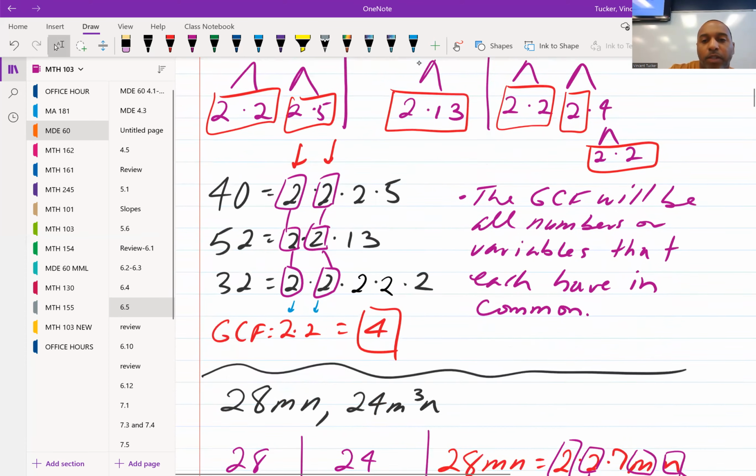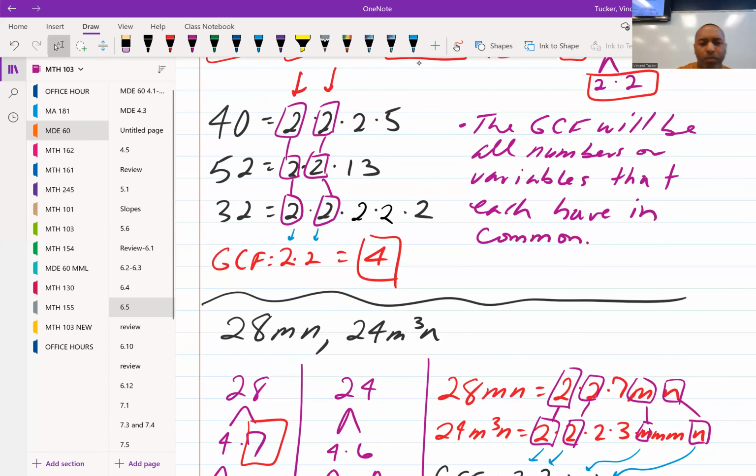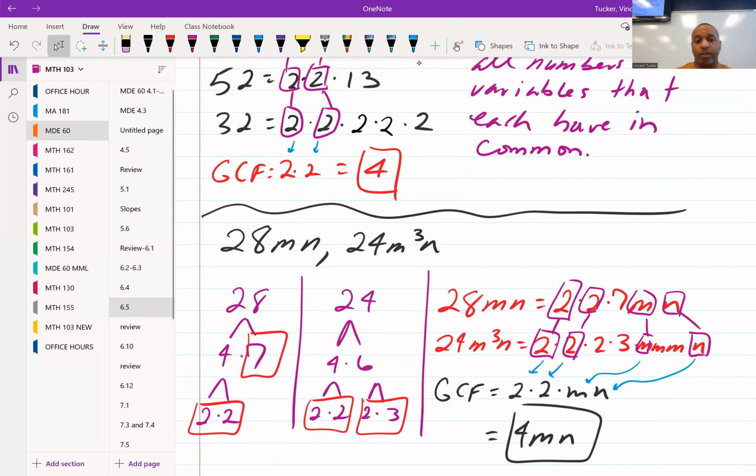All right, so let's look at another one. This time we have variables involved. 28mn, 24m cubed n. So we take on the same thought process. We use the tree to break down 28 and 24.